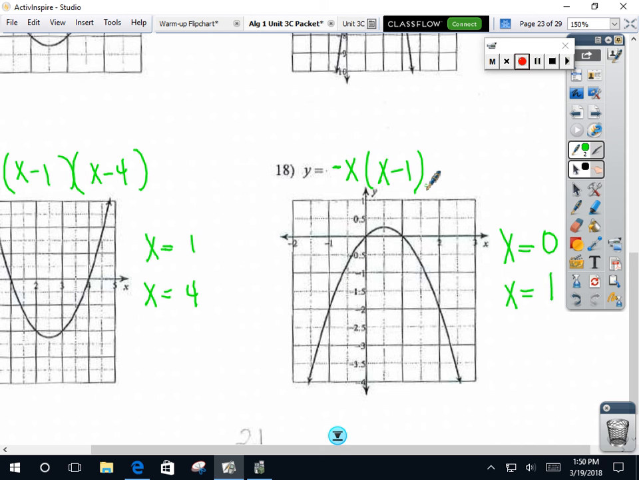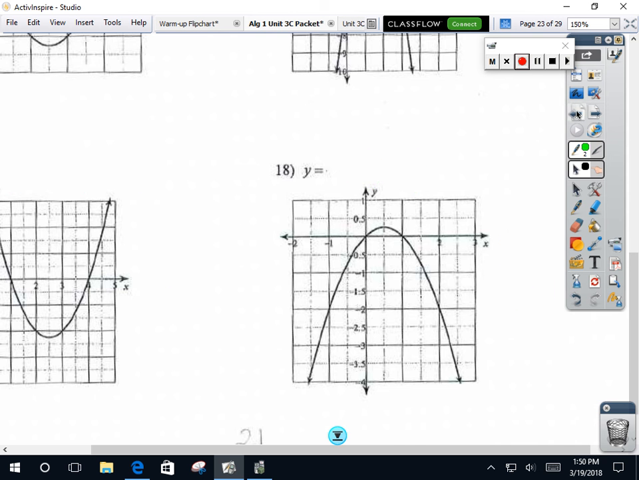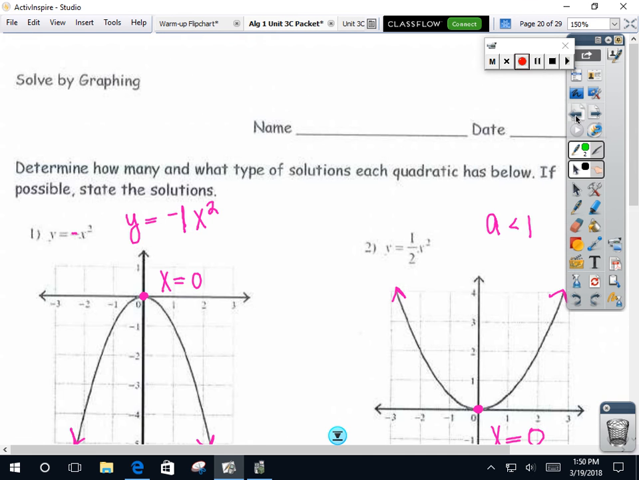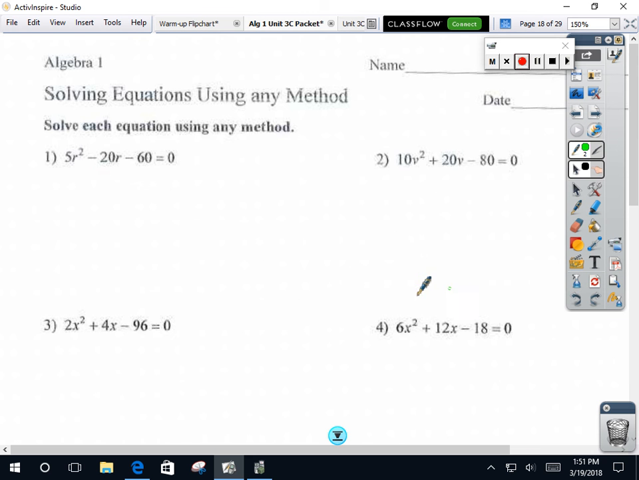Okay, now turn back to page 16. Page 16. Number 1, it says solve equations using any method. When you look at that trinomial, which method do you think of right away? Right, that's what I see right away.